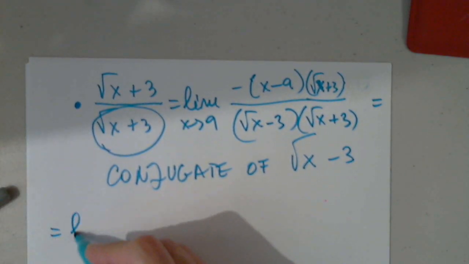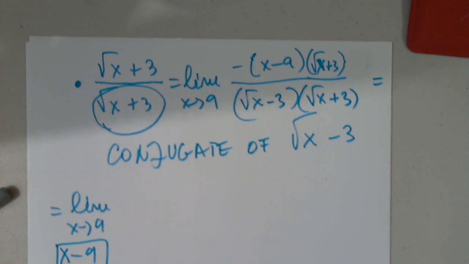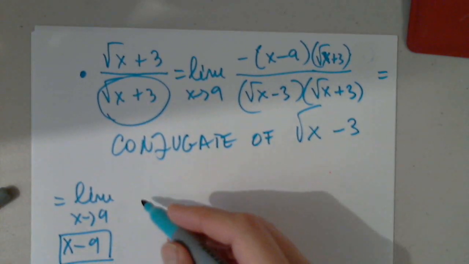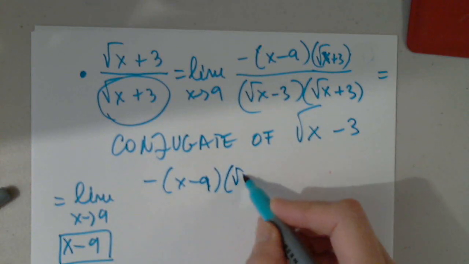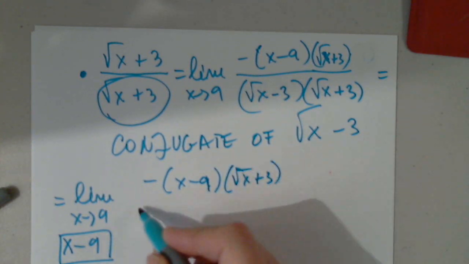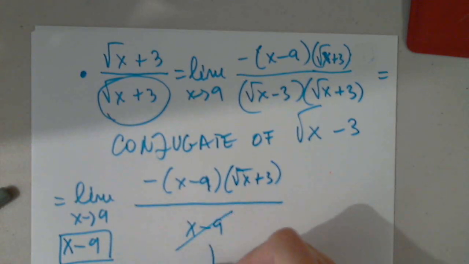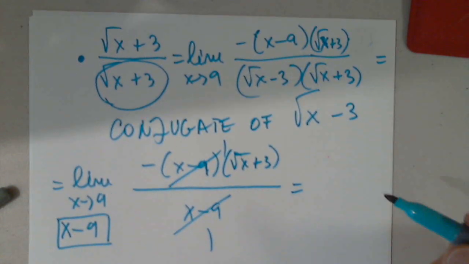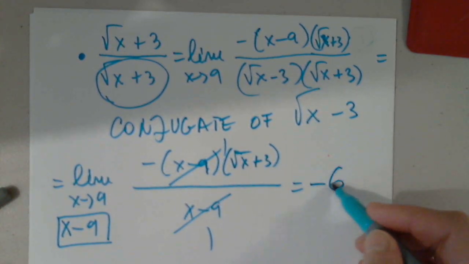Okay, so then this is the limit as x approaches 9. And now you can say, I know, this is what you must get rid of for sure. So negative x minus 9 and the square root of x plus 3. Everything divided by, of course, x minus 9. Yay! Done. Out. The square root of 9 is 3. 3 plus 3 is 6, with minus in front, negative 6.